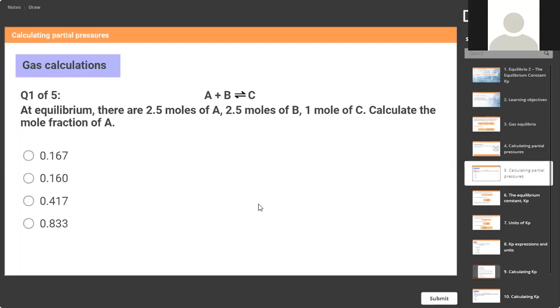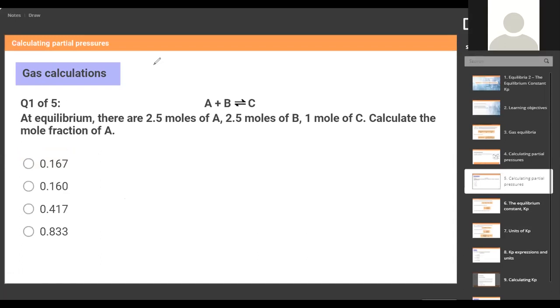So gas calculations. At equilibrium, there are 2.5 moles of A, 2.5 moles of B, and 1 mole of C. What you need to do is calculate the mole fraction of A. Okay, that's actually really quite nice. Let's get the draw pen on. You would just add up all your moles. So you would do 2.5 moles, add 2.5 moles, add 1 mole, which obviously is 6 moles. So our mole fraction would be 2.5 divided by 6.